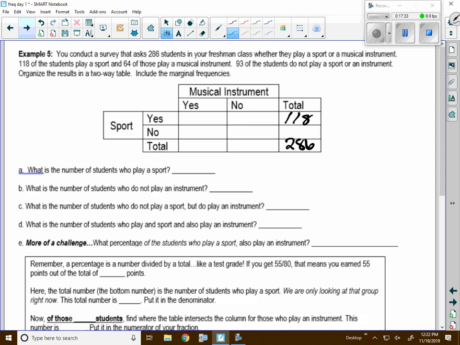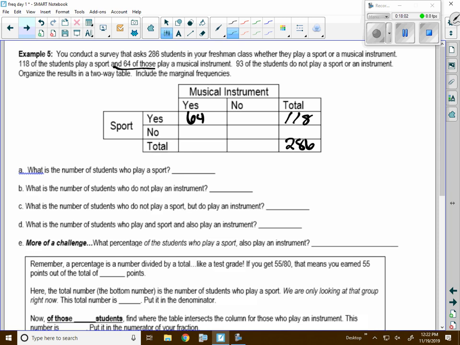Right? And here's where it gets a little tricky, so you have to really read. It says, and 64 of those. 64 of what? 64 of the 118 play a musical instrument. So which box do I put that in? Yep, right here, under musical instrument, yes. So they play a sport and they play a musical instrument. We tracking on that? Okay.